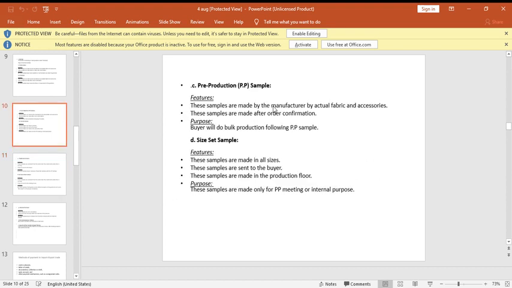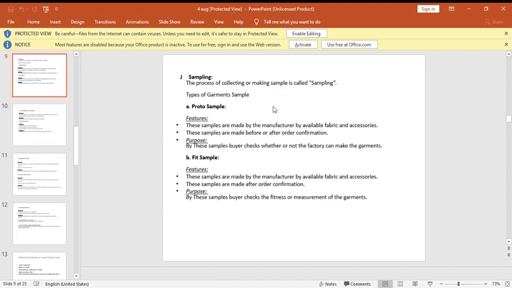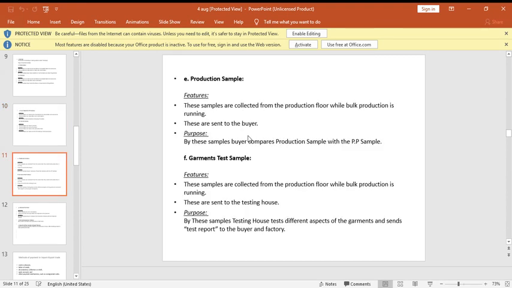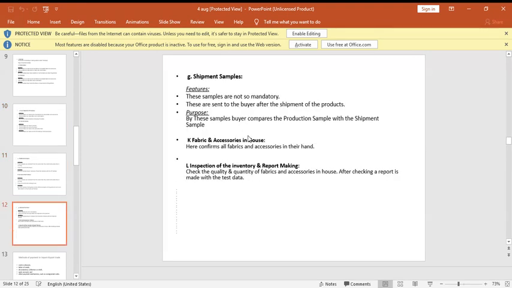And in this we have learned different samples. Actually, what is a sample? The process of collecting or making a sample is called sampling. In this we have proto sample, fit sample, pre-production sample, size set sample, production sample, garment test sample, shipment sample.